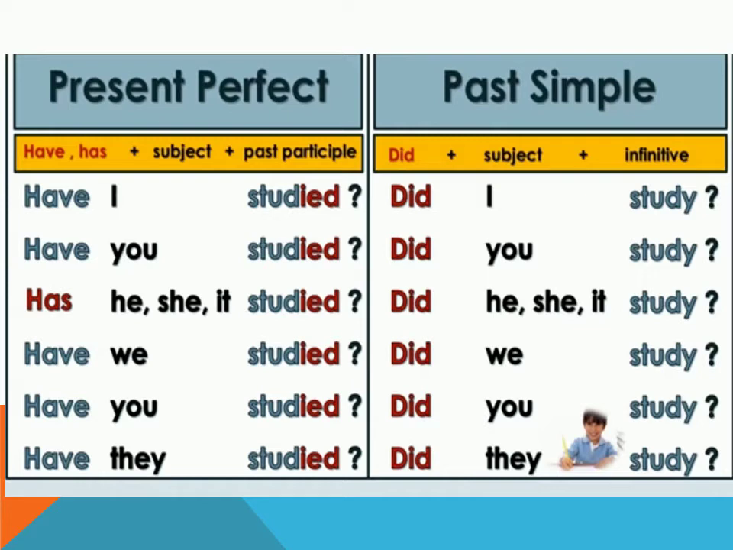And for the past simple, the auxiliary did at the beginning. Did I study? Did you study? Did he study? Did we study? Did you study? Or did they study?